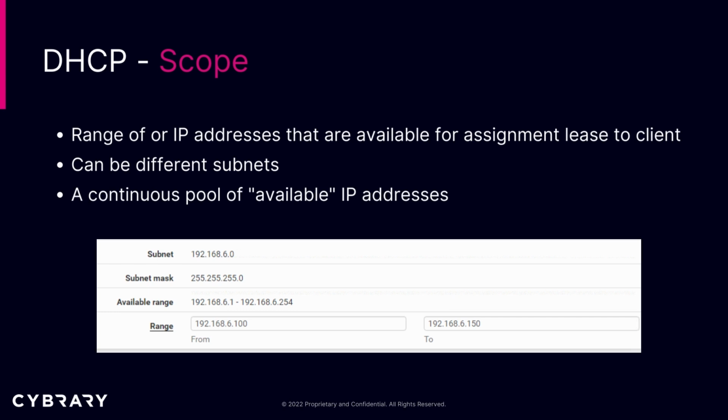It could be different subnets as well. You could have a DHCP server that handles multiple subnets. All that information will be in your DHCP scope. Now, the scope of IP addresses will be a continuous pool of available IP addresses. So there wouldn't be any breaks in the IP address range. It'll be a continuous pool.